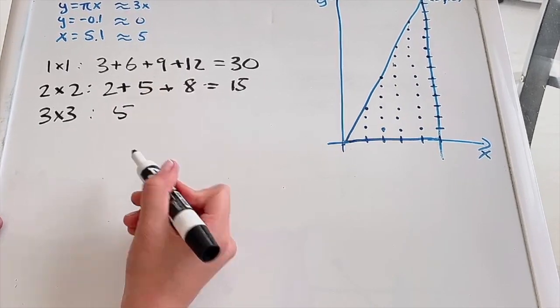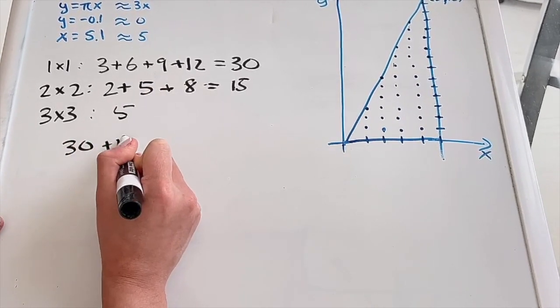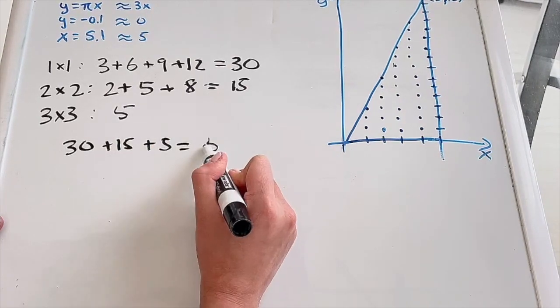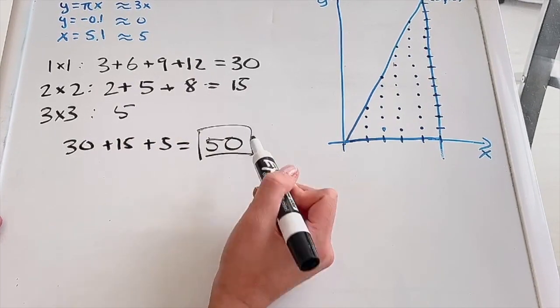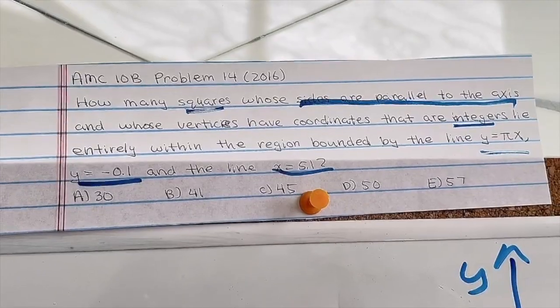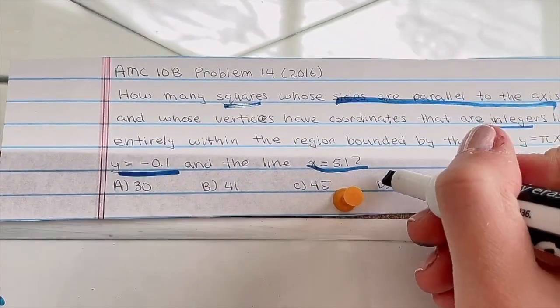So adding all these up, it would be 30 plus 15 plus 5, which is 50, and that would be our answer. So looking at our answer choices, we can see that the answer will be D, 50.